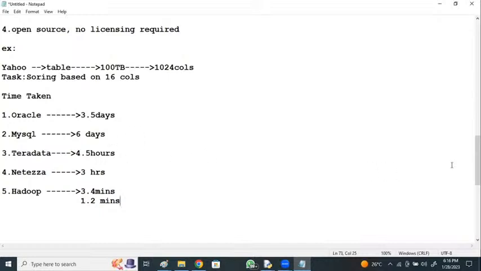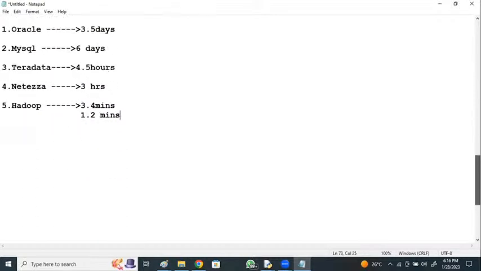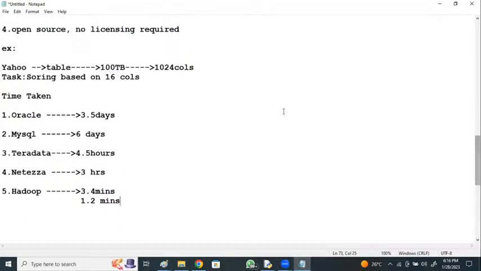And from the storage point of view also, Hadoop is prevalent. From the processing point of view, very high speed processing: today, most projects, like ETL kinds of projects, are migrating towards Hadoop and Spark environments.